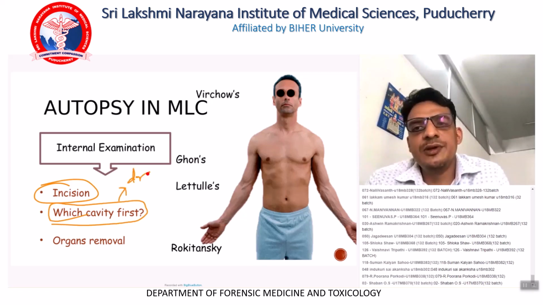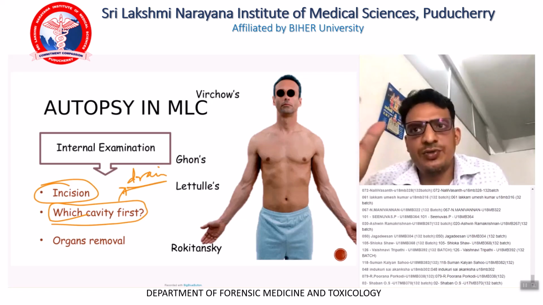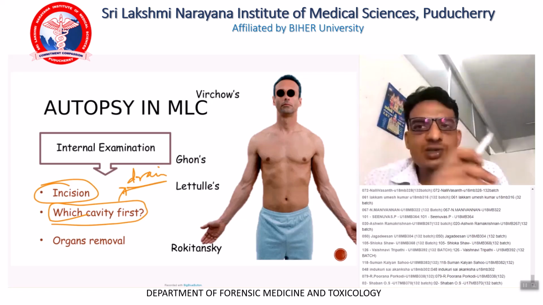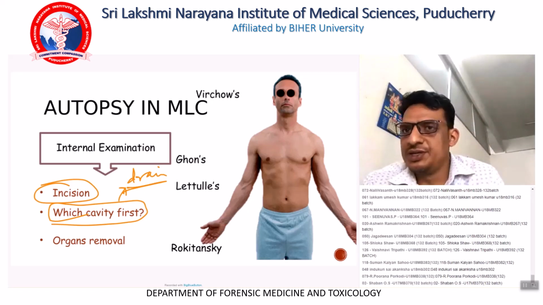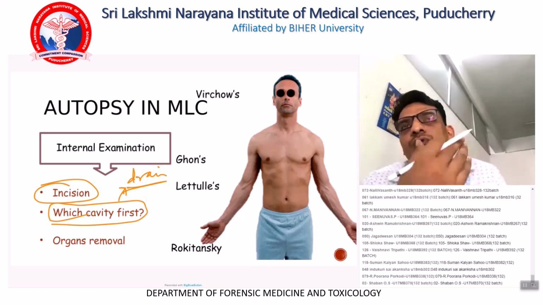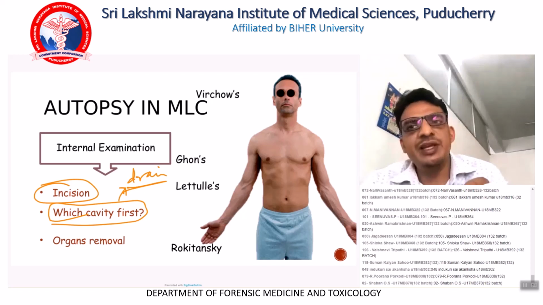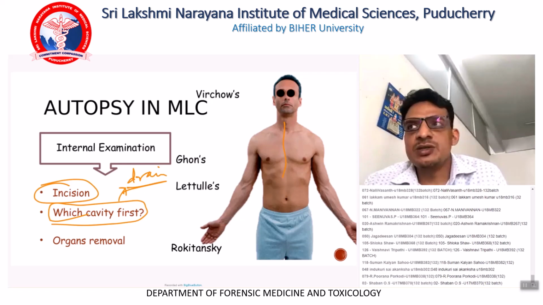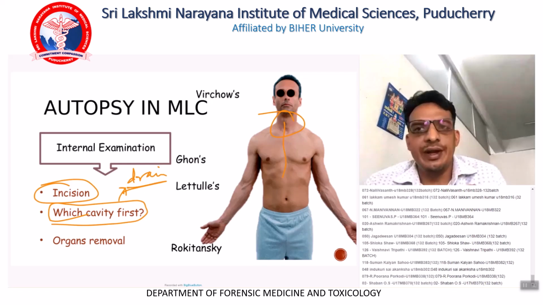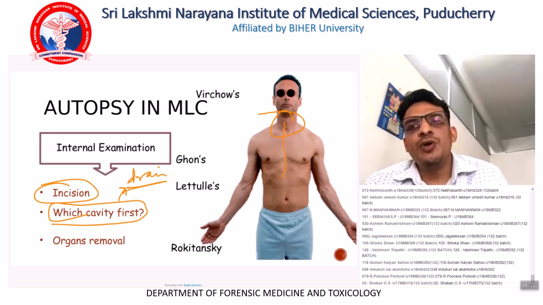First of all, there is no sequential order to it. Cases will have different presentations. What you might want to look for all depends upon the case-to-case scenario. If there is a pneumothorax case, obviously you would like to go with the chest first. If there is a neck trauma case, then you will reserve the neck for the last because you want the blood to be drained. If there is an abdominal case, the findings of a case will make you decide which cavity should be opened.